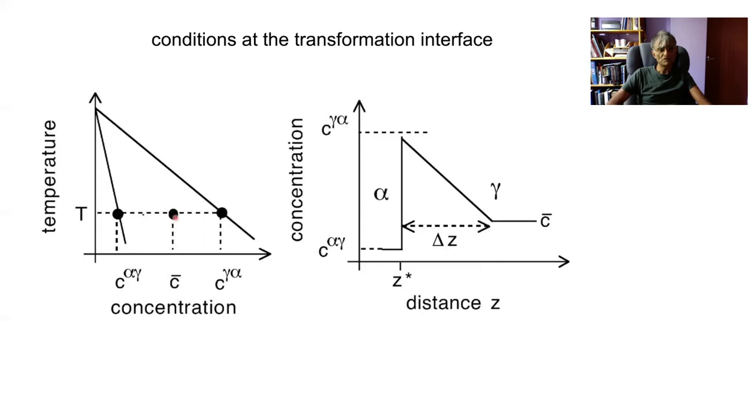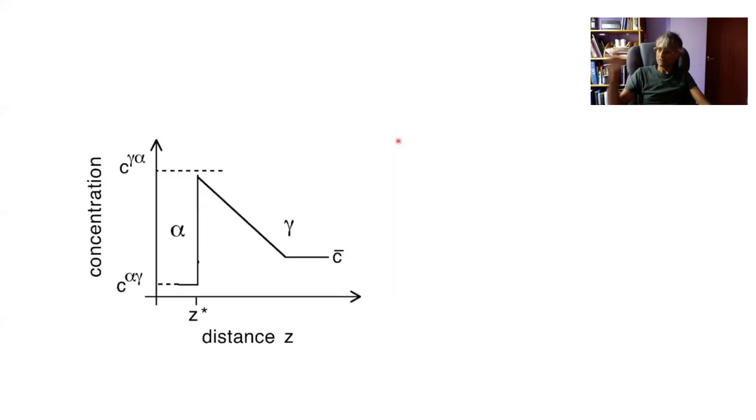So C bar is our average carbon concentration, and at this temperature, C alpha gamma is the concentration of carbon in the ferrite which is in equilibrium with austenite. And this is the concentration of carbon in the austenite which is in equilibrium with the ferrite. So obviously the Widmanstätten ferrite is going to grow with a lower carbon concentration than C bar. The maximum carbon that the austenite can accommodate at the interface, while in local equilibrium with the ferrite, will be C gamma alpha. And this is therefore the nature of the concentration profile which you would develop at the transformation front. Since we are talking about the lengthening of the plate, we are looking at the tip of that plate. So that's our concentration profile.